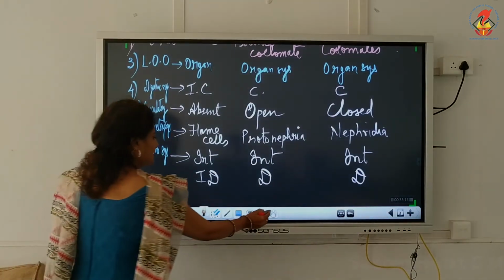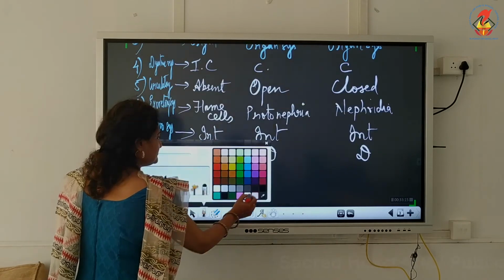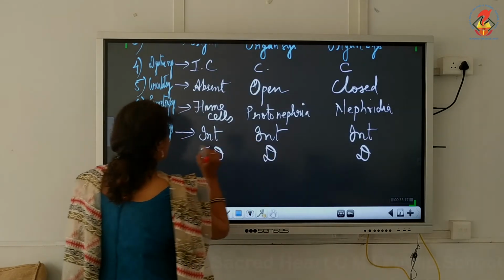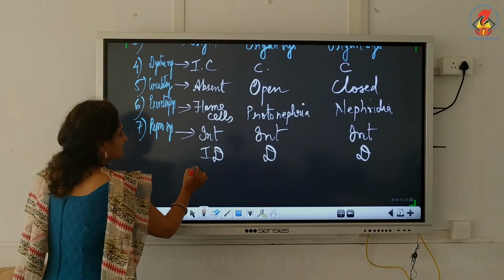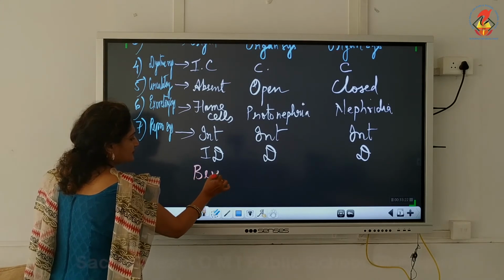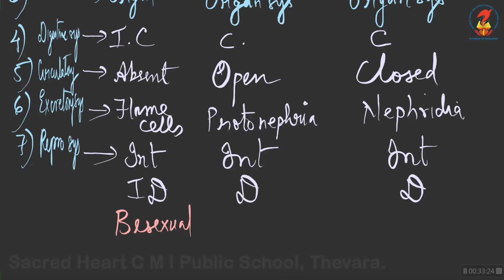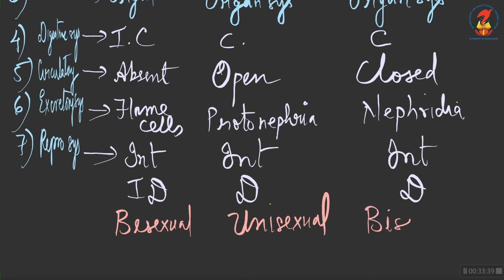Okay. Then also a very important feature, which I am giving in another color, these are bisexual. That is, the same organism bears both the sex organs. These are unisexual. That is, male and female are separate worms. And in the last case, mostly they are bisexual, and a few are unisexual.